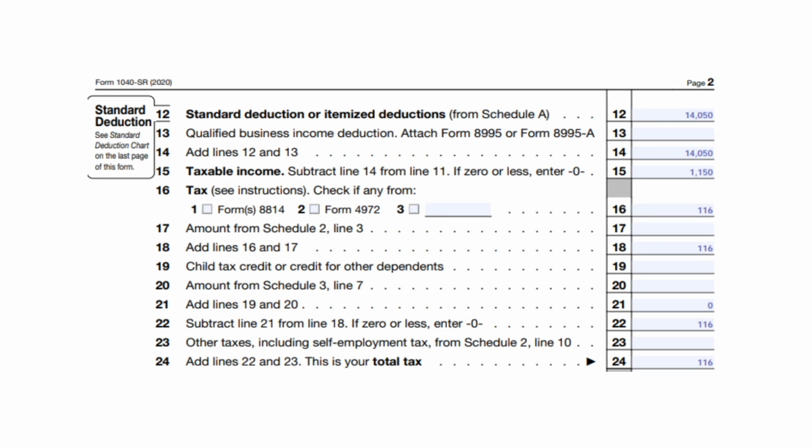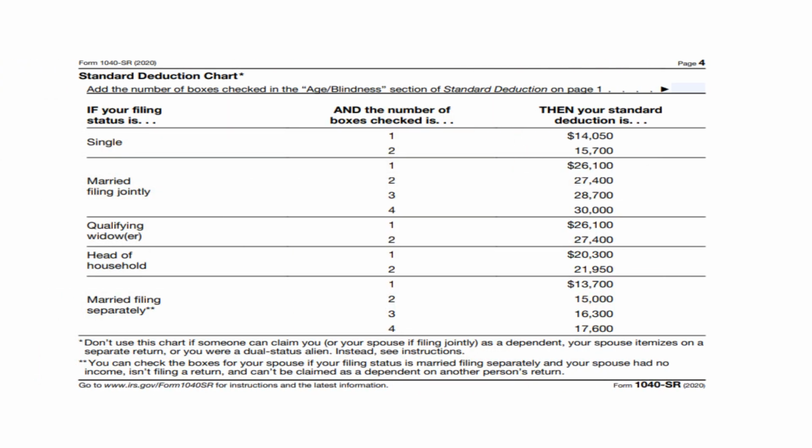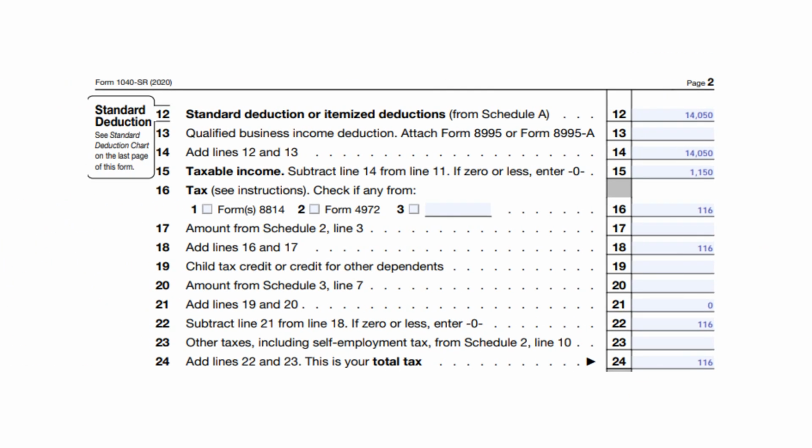On line 12, we will put your standard deduction. It is assumed in this example that your standard deduction will exceed your itemized deductions. Since you had one box checked in the standard deduction section, your standard deduction is $14,050. Put that on line 12 and carry this down to line 14. Subtract line 14 from line 11 to arrive at $1,150 for your taxable income.